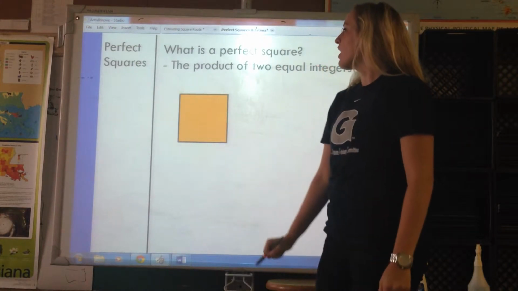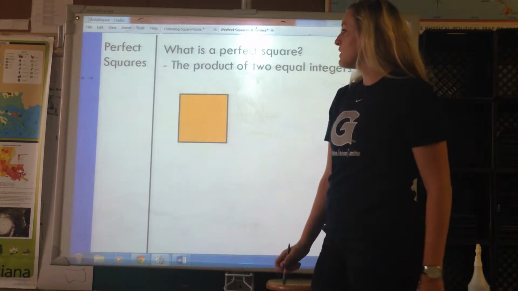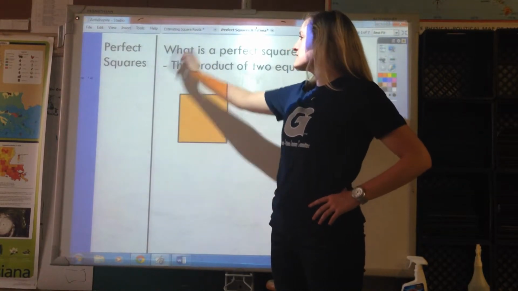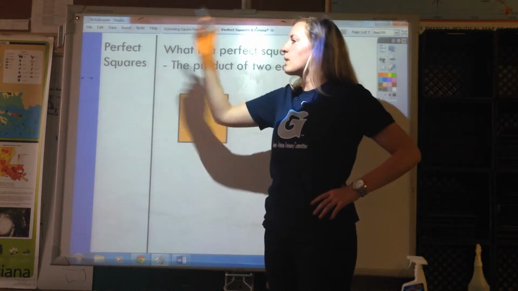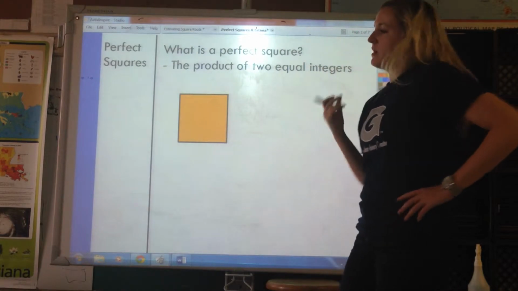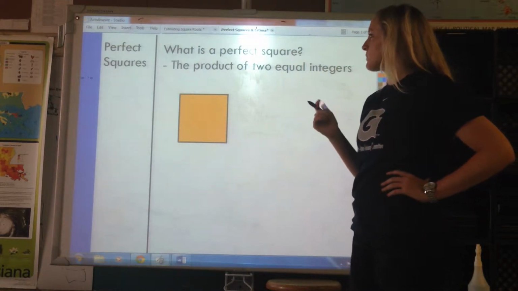Alright, so on your notes page I want you to go ahead and draw a line on the left side of it and write perfect squares. So let's talk about what a perfect square is.